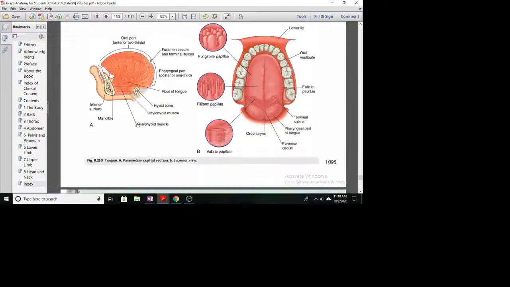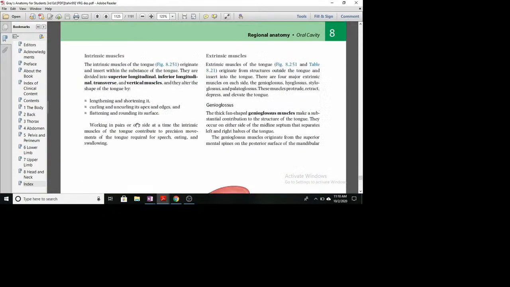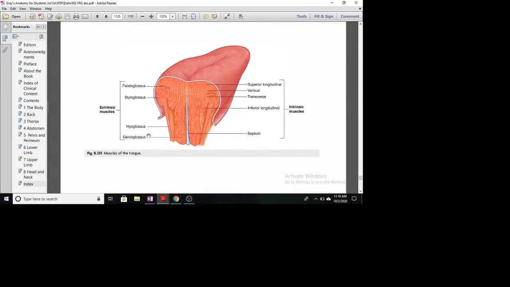So we are not able to see any muscles right here. Extrinsic muscles. Palatoglossus. Okay. Styloglossus towards the lateral side. Hyoglossus, okay, towards the lower lateral side. Genioglossus to the lower middle side. Well, okay, there's intrinsic muscle as well. Superior, okay, this figure I'm going to go through this.